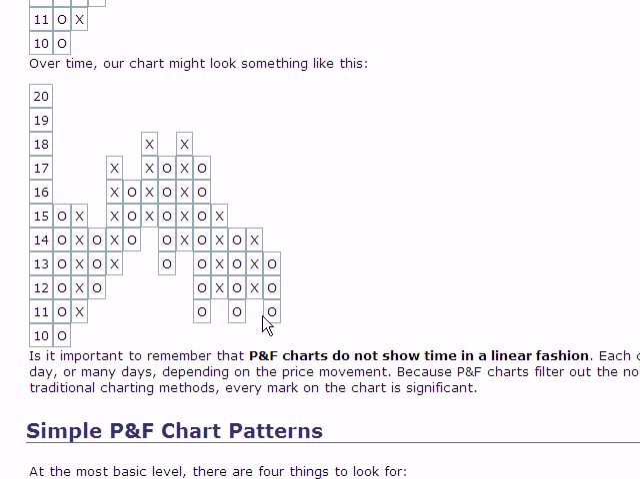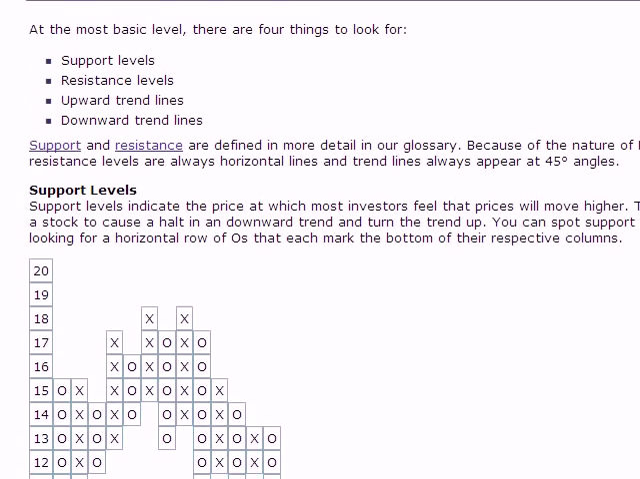Here, where these 3 O's line up horizontally, that would represent a support level. So we might have a little bit of a hard time going below that level. Here, where we have these highs, that would represent resistance, meaning we might have a hard time breaking above that level. And that, in a nutshell, is how you use point and figure charts.